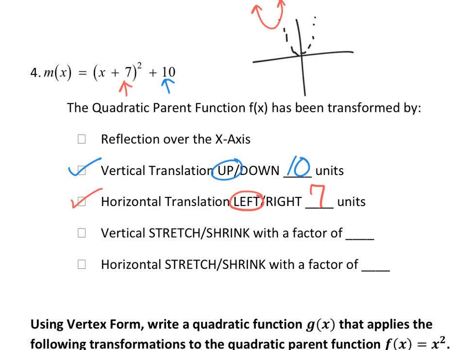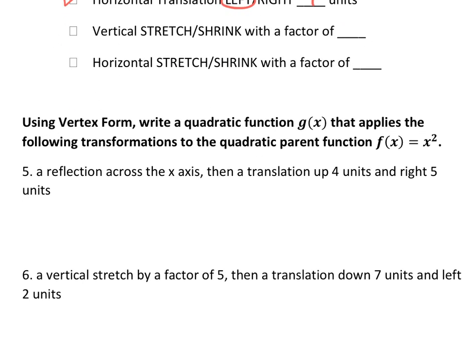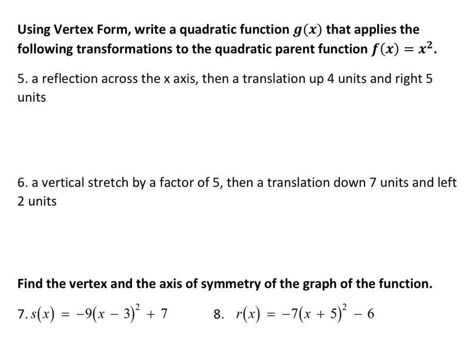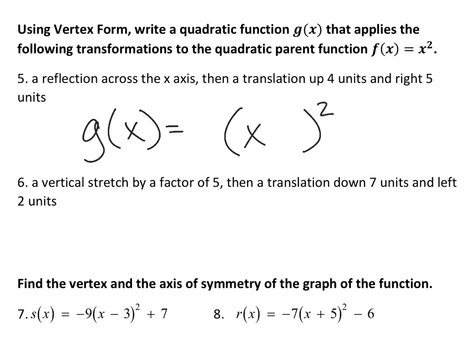What if we forgot how to do it? Hey, look at number 5. In number 5 and 6, did I give you an equation this time? No. What did I give you? Words. It says using vertex form, write a quadratic function that applies the following transformations to the parent function. Okay, we're going to name our function g of x. And we have to fill in the A, the H, and the K to make this one work.